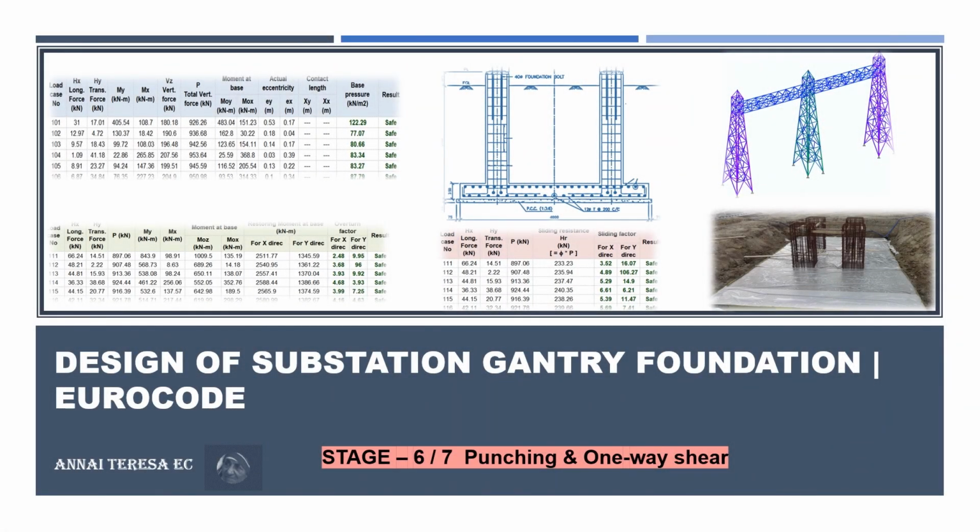Welcome viewers. In this video we are going to do design of substation gantry foundation in Eurocode. This is stage 6 out of 7. In this we are going to discuss punching and one-way shear.